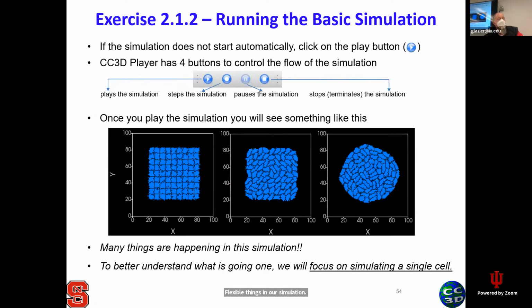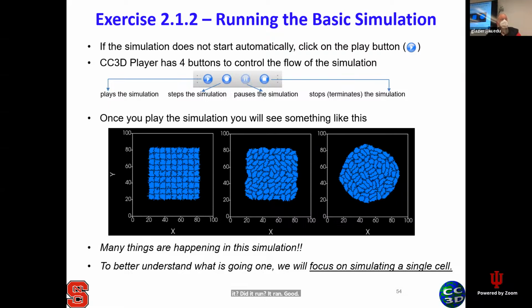Okay, so I'd ask people now to run the simulation that they just generated, and you should see something like this. And remember, we have those blue buttons. We have the play button, the single step button, the pause button, and the stop button. And did that give you something like this when you ran it? Did it run? It ran. Good. So unlike last week, CompuCell's working now.